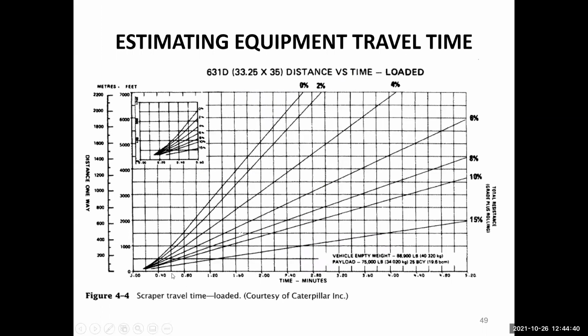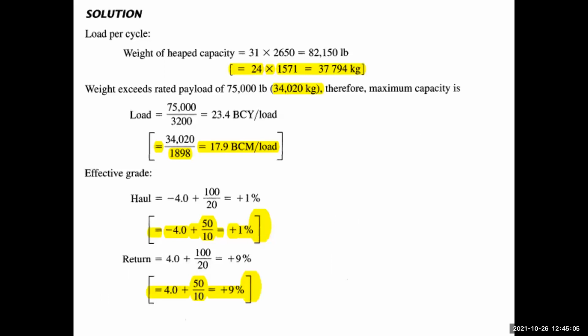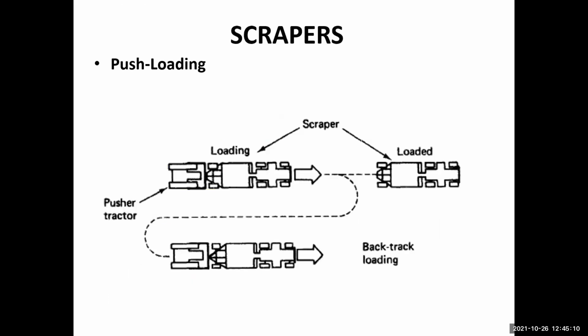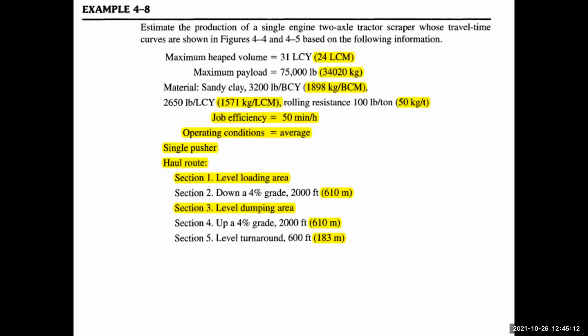In the loaded situation, this is the time in minutes, and over there is the one-way distance. These are the travel time curves, so this we can use. First, let's talk about the rolling resistance, which is over here.